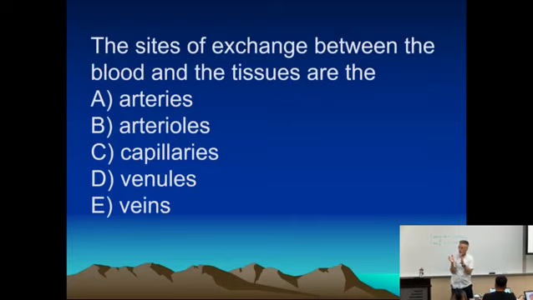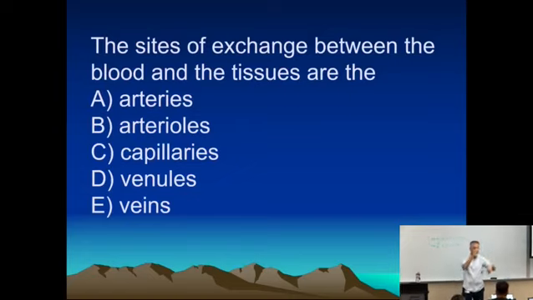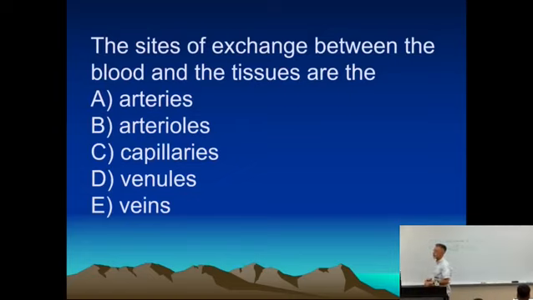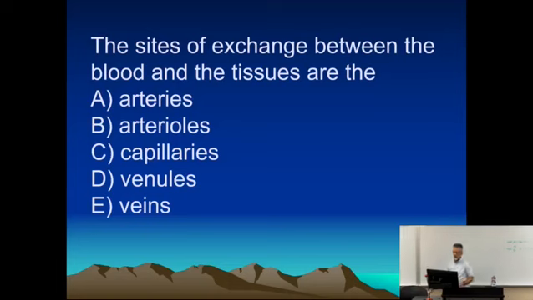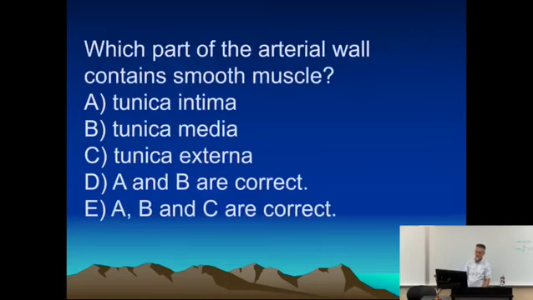But bulk flow, the movement of fluids, that was a bit more of a complicated topic. That's one of your bolder topics where it talks about hydrostatic pressure pushing it out, osmotic pressure at the end of the capillary sucking it back in, right? So make sure that you review that a bit in terms of capillaries and what's going on there in that exchange. Okay. Which part of the arterial wall contains smooth muscle?